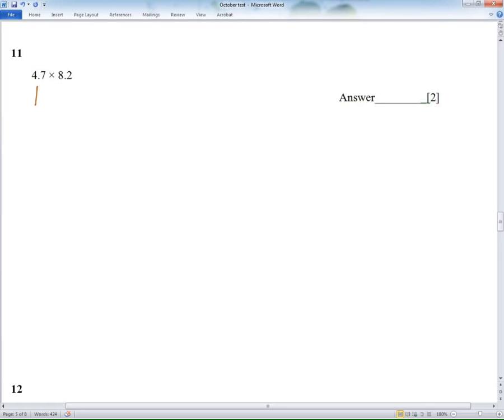So one way to do this question, or the only way that I would suggest doing this question, is to consider changing 4.7 to 47 and changing 8.2 to 82. We've times by 10 and times by 10, so we know that we're going to divide the final answer by 100. We can also think about the fact that there are 2 decimal places in the question, so there will be 2 decimal places in the answer. Next, we're going to do 47 times 82.